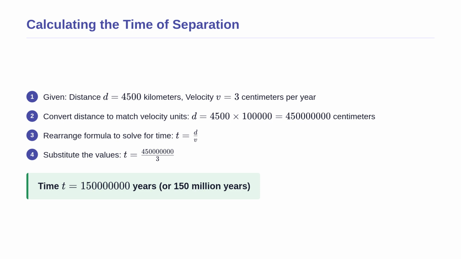First, we must ensure our units match. We convert 4,500 kilometers into centimeters by multiplying by 100,000, giving us 450 million centimeters. Next, we rearrange our formula to solve for time, which gives us t equals d divided by v. We divide the total distance by the drift rate of 3 centimeters per year. This yields a final answer of 150 million years. This staggering number highlights the incredibly slow nature of geological processes.